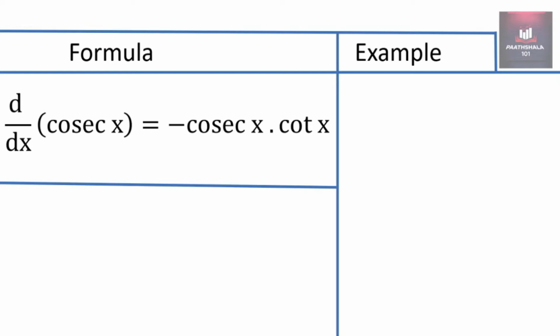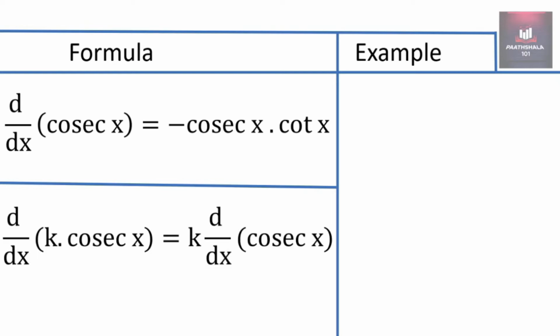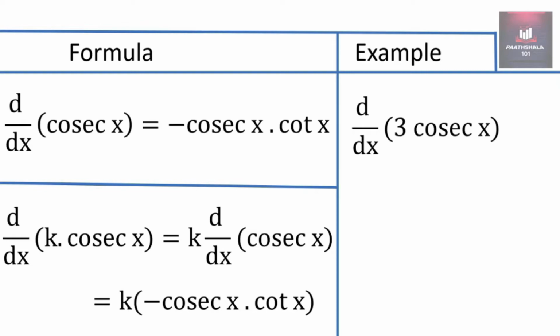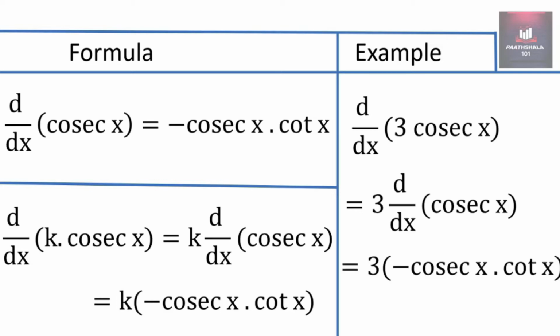If there is a constant with cosec x, that is k, it will come outside and it will be k into the derivative of cosec x, which comes to k into minus cosec x cot x. Example, derivative of 3 cosec x: 3 comes outside and it is the derivative of cosec x, which comes to 3 into minus cosec x cot x, which we can simplify as minus 3 cosec x cot x.